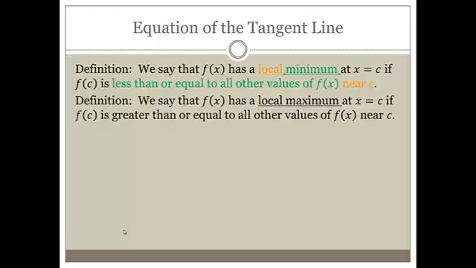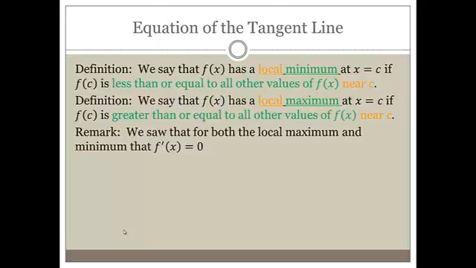Similarly, we say that f of x has a local maximum at x equals c if f of c is greater than or equal to all other values of f of x near c. Again here, we use the word local to mean that we have to be talking near c. And the term greater than or equal to all other values of f of x means that f of c is the biggest, or the maximum.